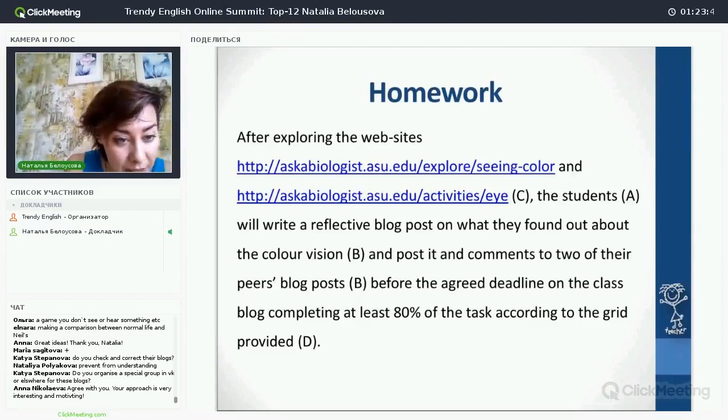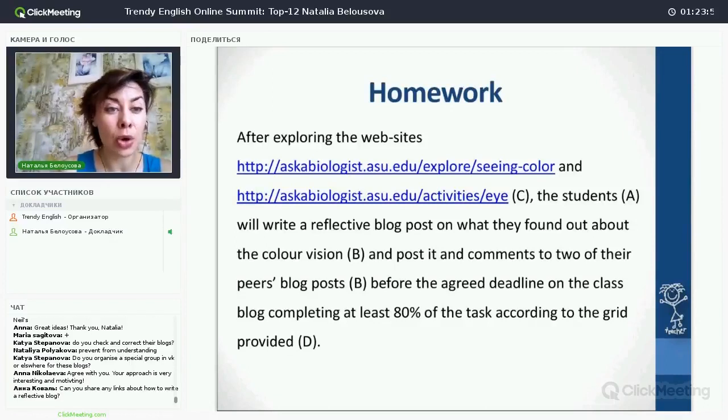Then there is another question, a technical question. Do you organize a special group in VK or elsewhere for these blogs? With these students, we use the Blogger platform. So there was my blog, and on my blog, I posted the links to my students' individual blogs, and so we all could access all of them. If you're interested in blogging, you can just email me later on. I can explain how we did it.